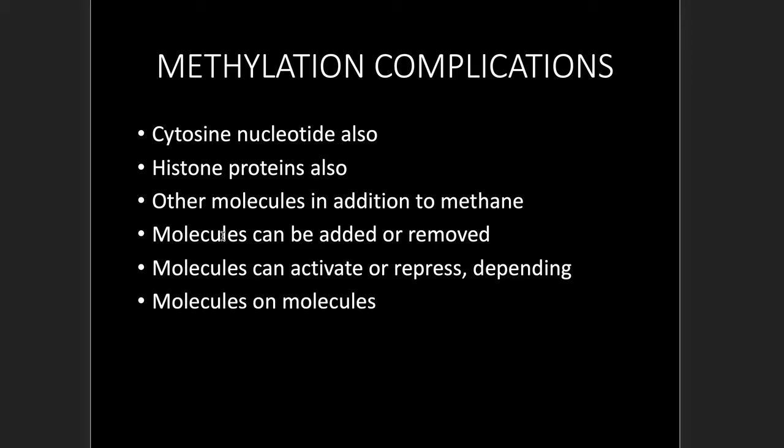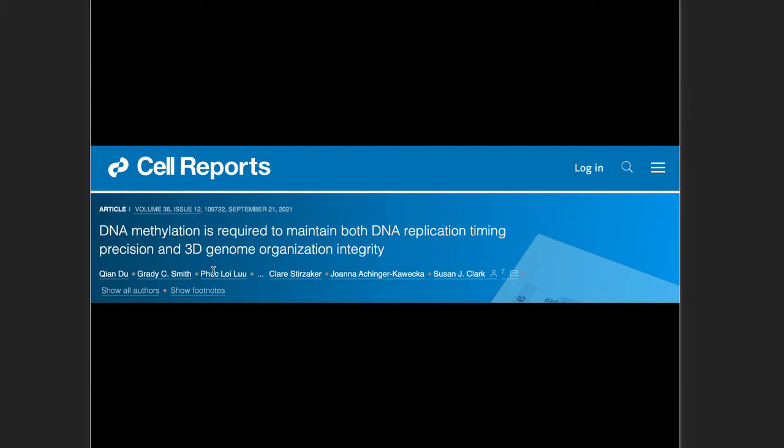It's very complicated. Also, it depends on additional molecules. You can methylate a methyl group. So you can add a methyl group, and then that methyl group can be methylated. So there's a hierarchy to these molecules. So, okay, with that background, back to our report here, and let's look at the title because it kind of says it all here. DNA methylation is required to maintain both DNA replication timing precision and 3D genome organization integrity.